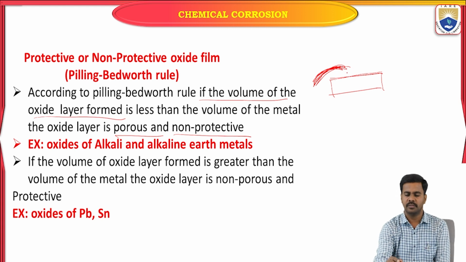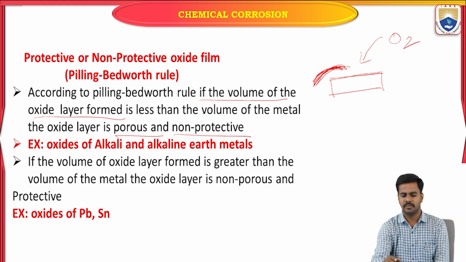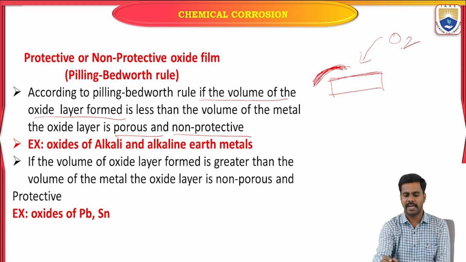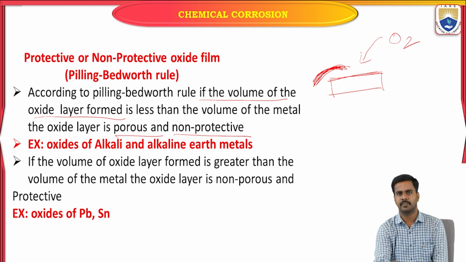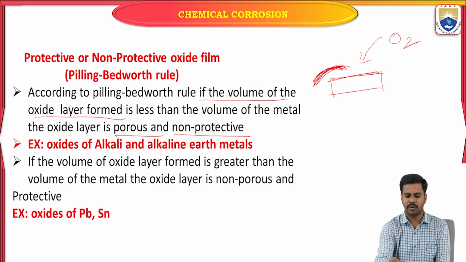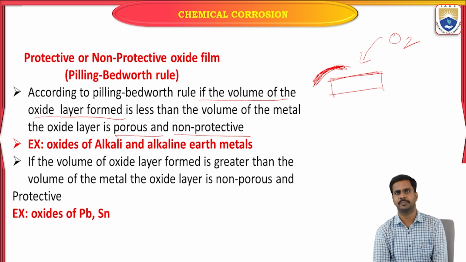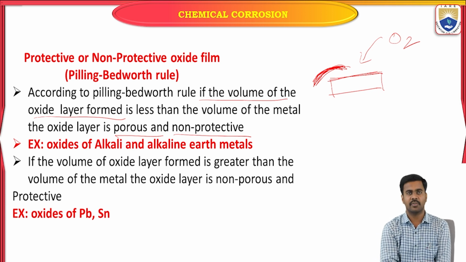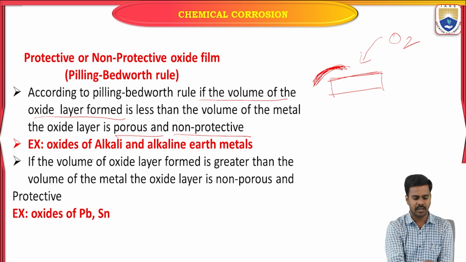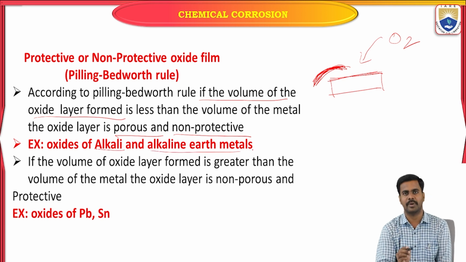Why? Because approximately half of the metal is exposed to the environment. So there is a chance of attack of oxygen present in the environment on the metal surface. So this type of metal oxide layer is non-protective. Examples of non-protective metal oxide layers are oxides of alkali and alkaline earth metals.